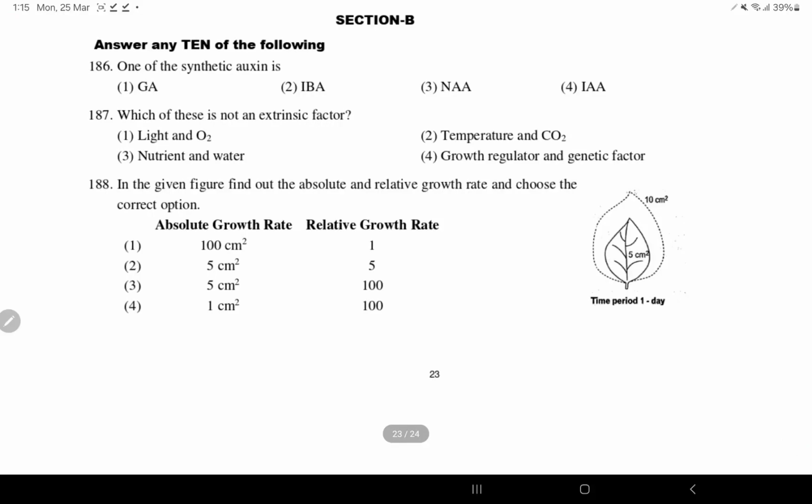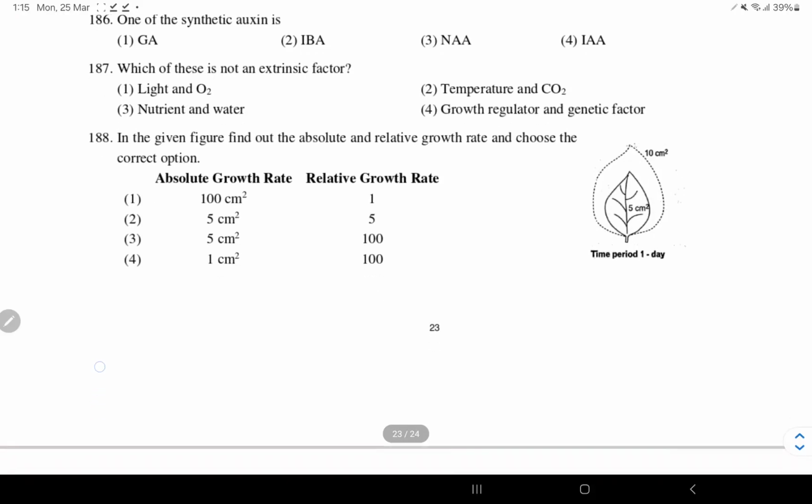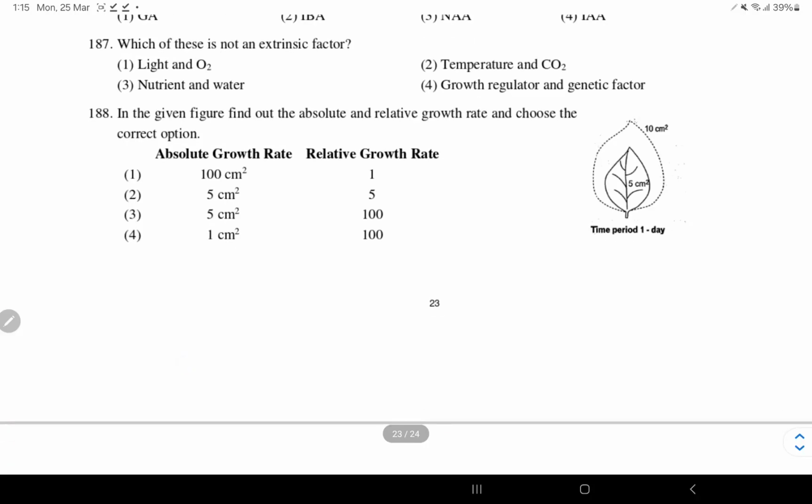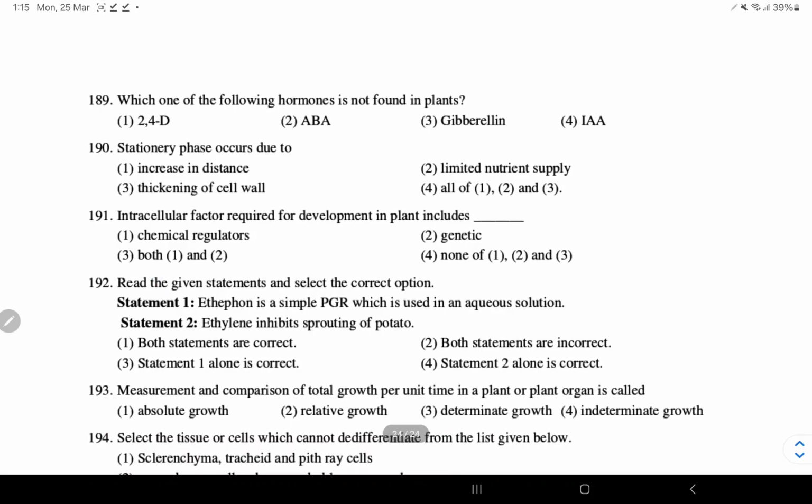One of the synthetic auxins is NAA. IAA and IBA are natural auxins. Which one is not an extrinsic factor? Growth regulator and genetic factors are intrinsic factors, not extrinsic factors. And what is absolute growth rate here? 5 centimeters. And how much percentage? 100%. So option 3.